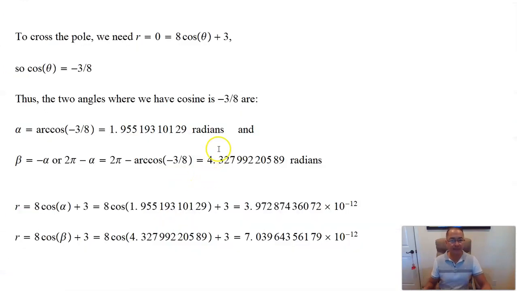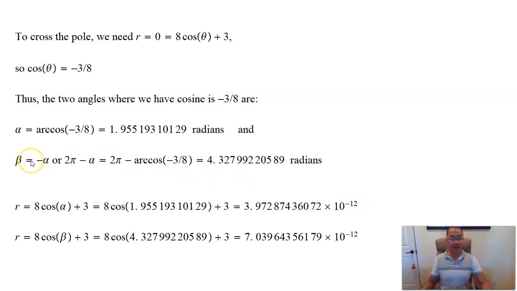Okay, let's go. Does the curve pass through the pole? So at the pole, r is 0, and that is the equation that we need to solve for cosine theta. There are two angles between 0 and 2 pi where the cosine is negative 3 over 8, and they're in the second quadrant and the third quadrant. Okay, so we can find the one in the second quadrant directly using the arc cosine function, because arc cosine lands us between 0 and pi. So this is definitely one angle. And we checked, okay, plug that into the formula for r, we'll call it alpha, and we get something practically 0. Okay, round off error.